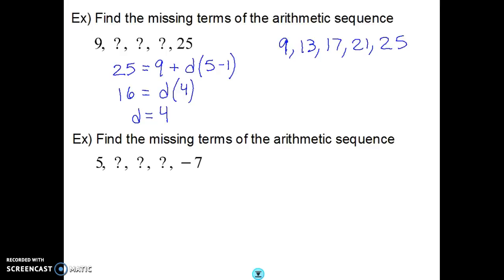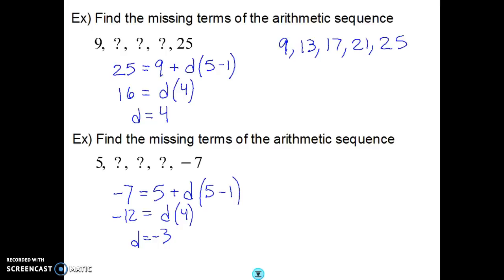In this second example, we're going to do the same thing, just with some different numbers. So again, we know a sub 1 and we know a sub 5, so we can fill in the blanks. Negative 7 is going to be our a sub 5. a sub 1 is 5. Plus, we don't know the common difference, and we're going to plug in 5 and 1, because those were the terms we're using. Subtract 5 over, we get negative 12, equals 5 minus 1 is 4 again, so d times 4. Divide both sides by 4, and you get that d is equal to negative 3.